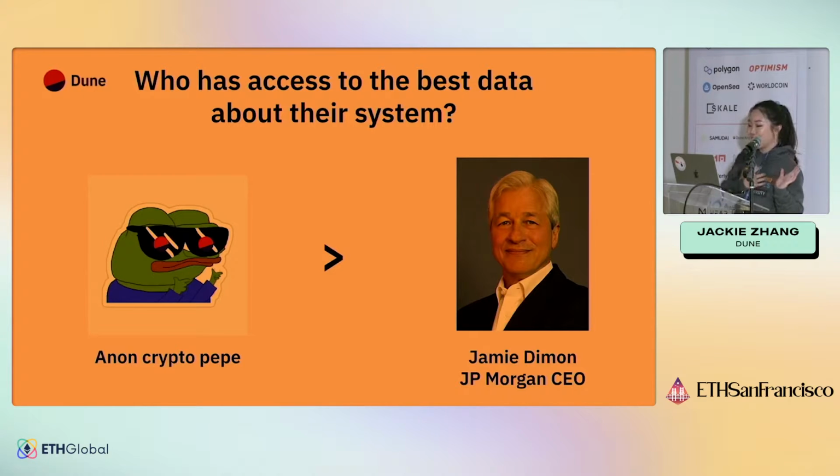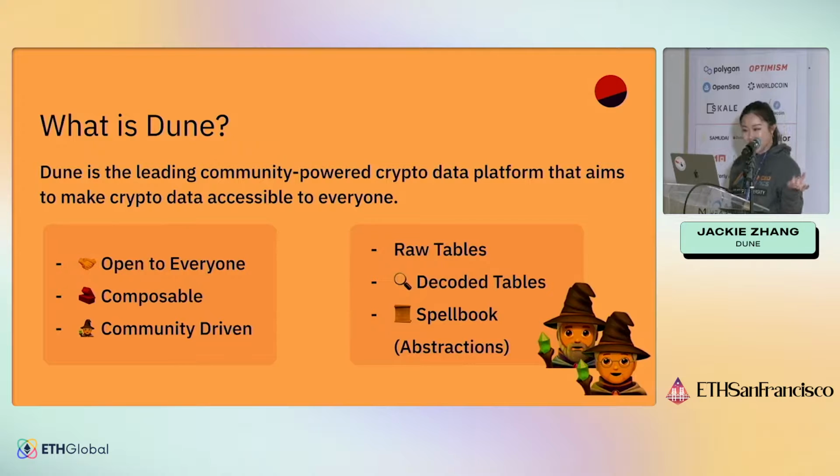We would argue that the anon crypto paper actually has better access to data about their system than, say, Jamie Dimon from JP Morgan, right? Because of the crypto ethos and the way data is set up. For me personally, that was one of the big reasons I got into Web3 data. Before, if you were a data scientist, it would be Kaggle: we have free data, and we can train models. But now we have real data about blockchain. It's free, it's real time, and everyone's building toward the same goal, and that really excited me.